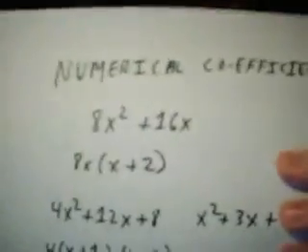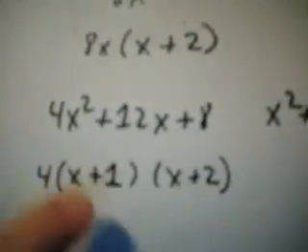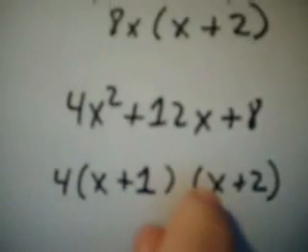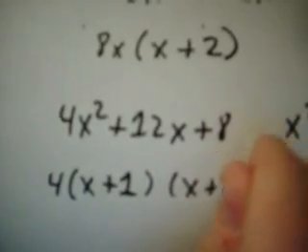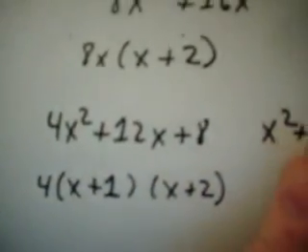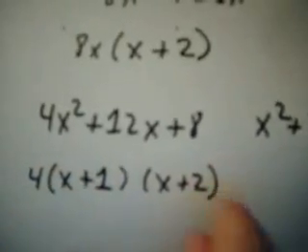So what you're going to do is you're going to take numerical coefficient A and numerical coefficient C, and you're going to multiply them together. And whatever factors you get from that, you can add those 2 factors together and get numerical coefficient B. And that's what we've done here. So, x plus 1 times x plus 2 gives you this. X times x gives you x squared. 1x plus 2x gives you 3x. And 1 times 2 equals 2. And there you have it.